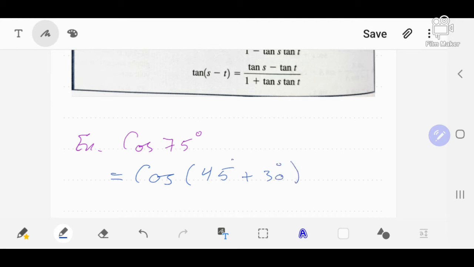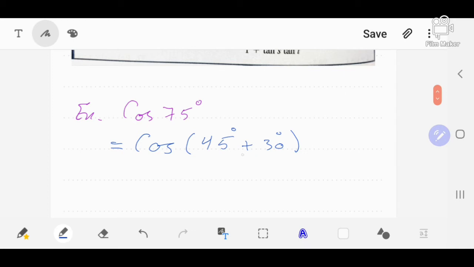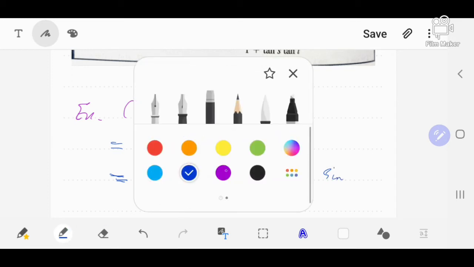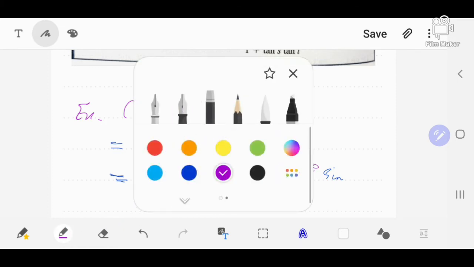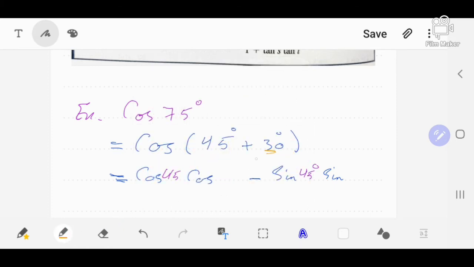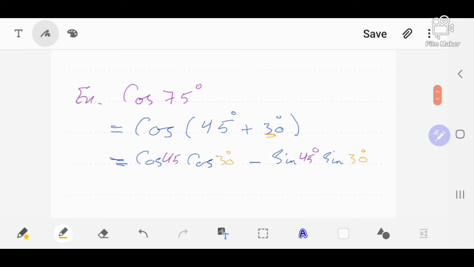So now I have cosine of addition between two angles, which means the formula will be, I'll write it out. That's cosine. So it will be cosine, cosine, opposite, so minus, sine, sine. Now, what are the angles? The first angle is 45, so cosine 45 here, sine 45 here. The second angle is 30, so I have cosine 30, sine 30. Each time you switch.